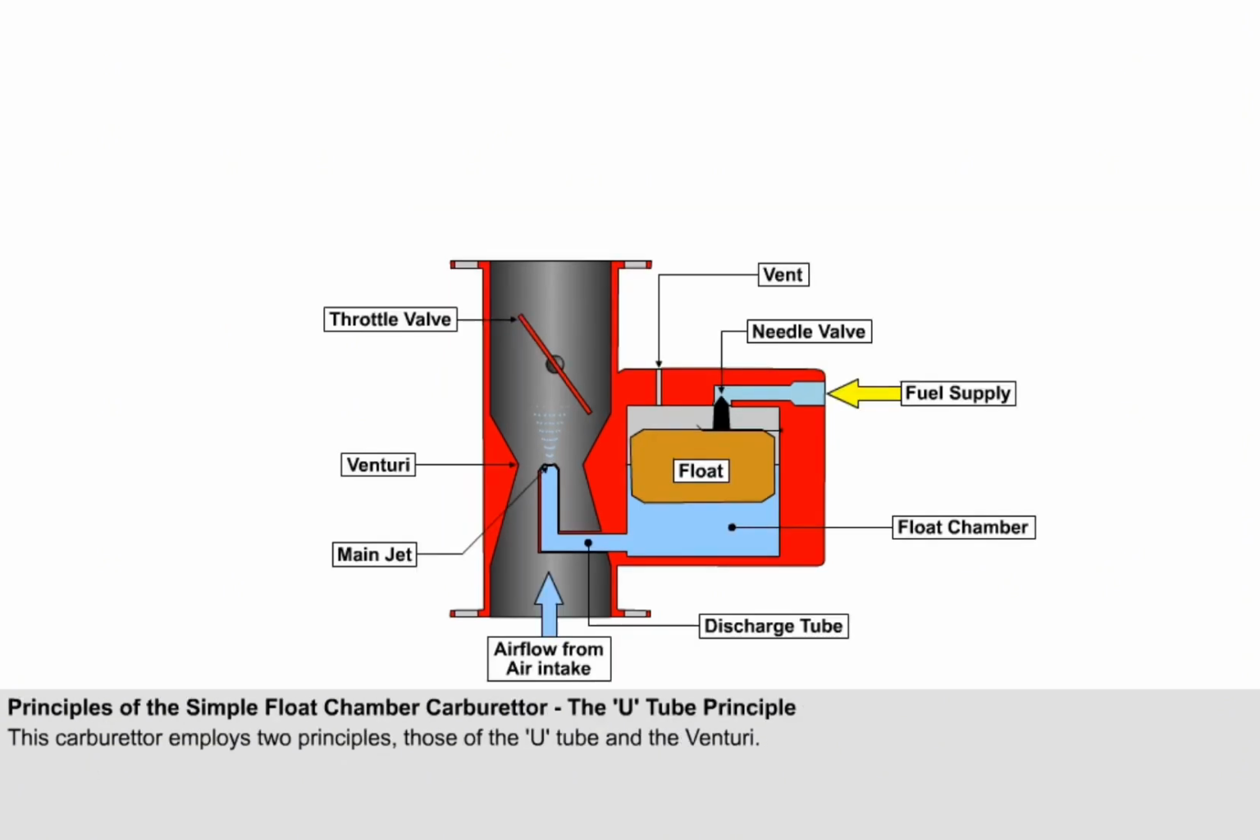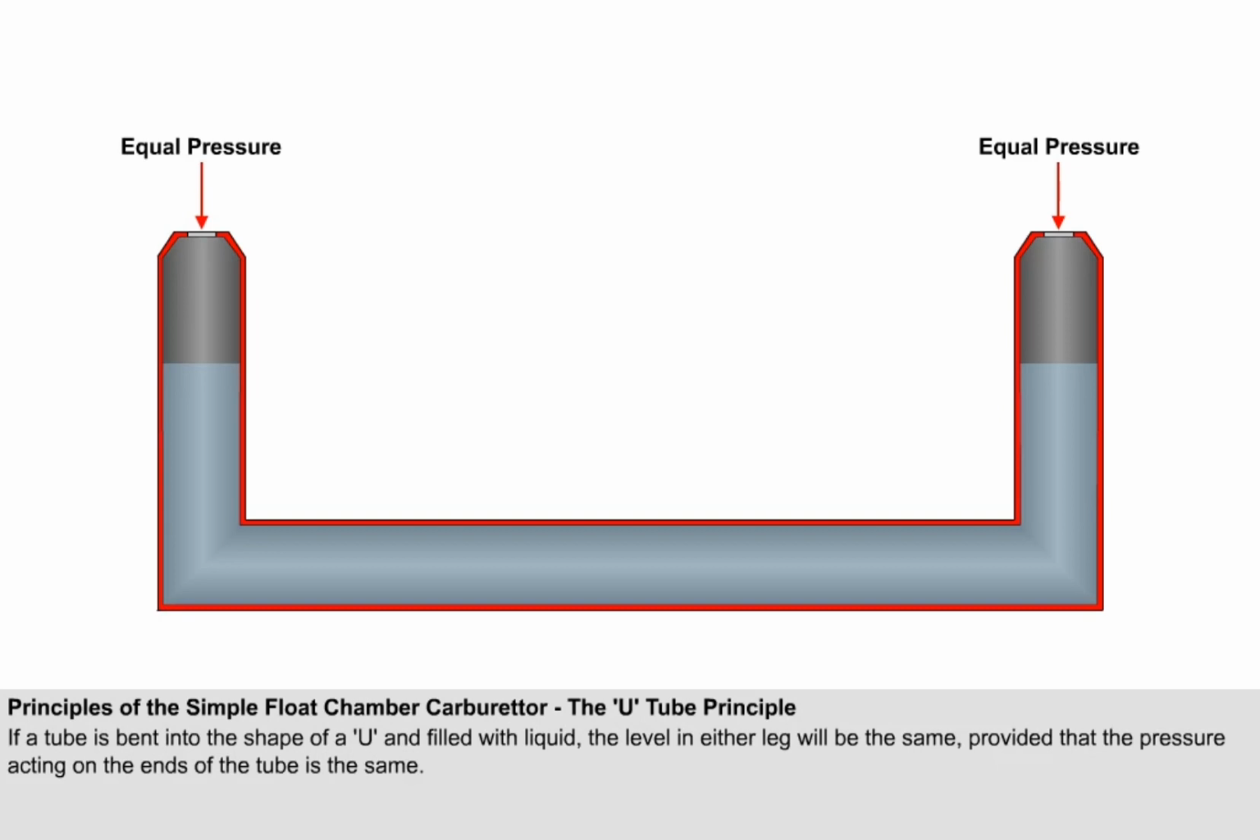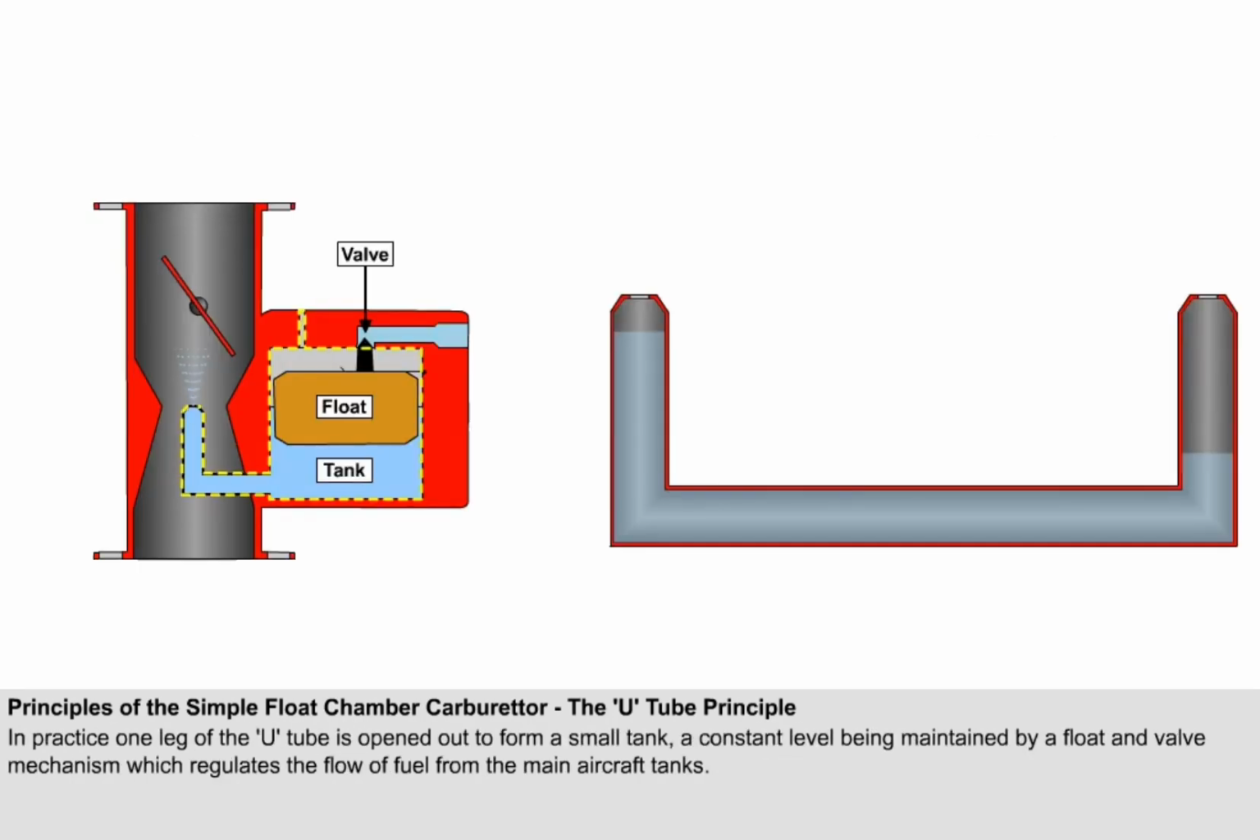The carburetor employs two basic principles, those of the U-tube and the venturi. If a tube is bent into the shape of a U and then filled with liquid, the level in either leg will be the same, provided that the pressure acting on the ends of the tube is the same. If a pressure difference is created across the U-tube, it will cause the liquid to flow. In practice, one leg of the U-tube is opened out to form a small tank, within which a constant level is maintained by a float and valve mechanism. This regulates the flow of fuel from a fuel pump or pumps, which deliver a supply from the main aircraft tanks.